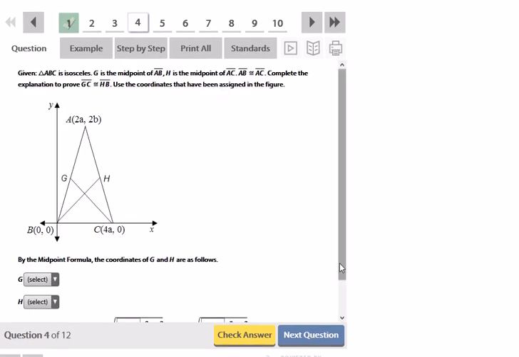Okay, given ABC is isosceles, G is the midpoint of AB. So if this is isosceles, that means that this is the same as this, which would mean that because it's isosceles, all four of those segments are the same. H is the midpoint of AC, so that's what I just finished marking. AB is congruent to AC. Okay, that's already marked. Complete the explanation to prove that GC, which is here, is congruent to HB.